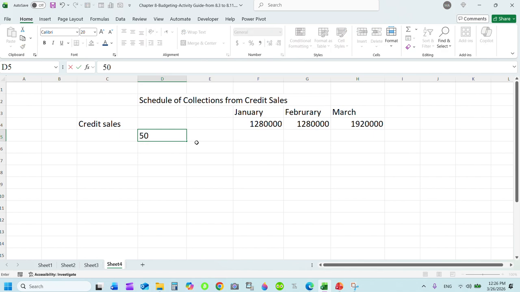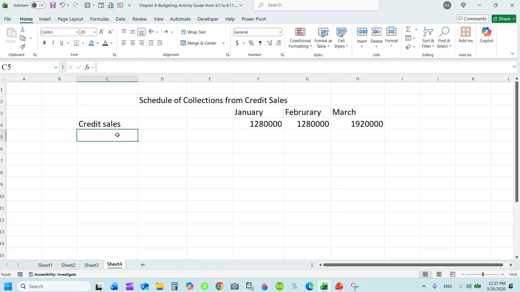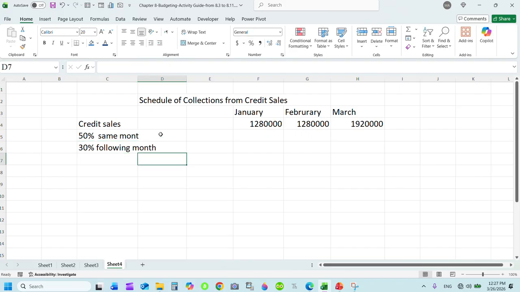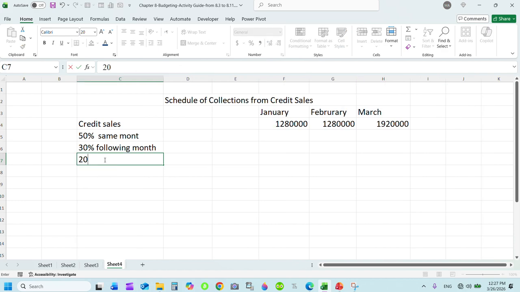50%, 50% same month, 30% following month, 20% after 2 months.